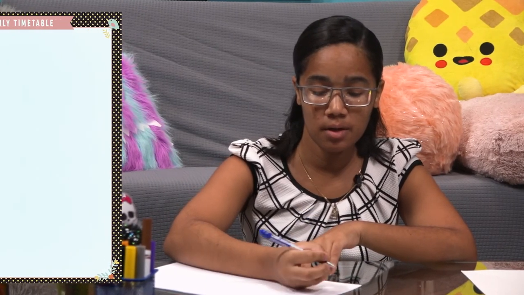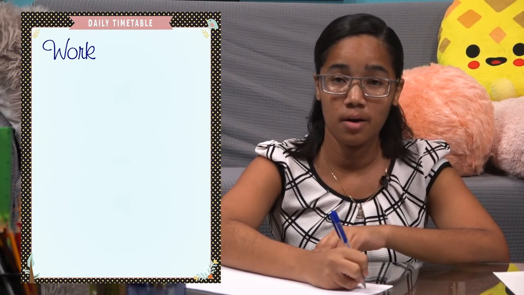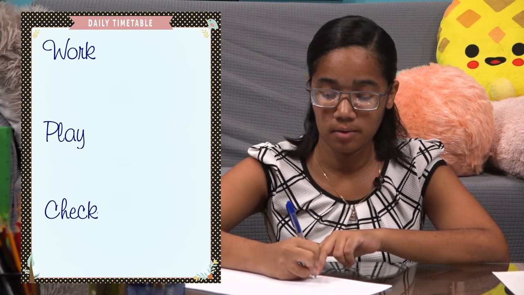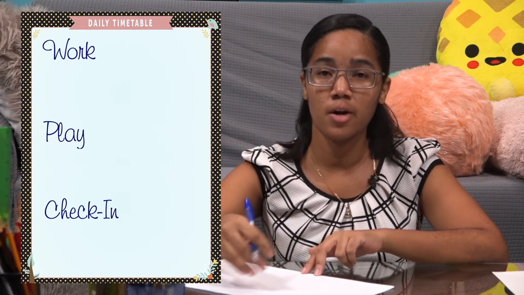All right, so to develop a routine, we need paper and pencil or pen, something to write with, and we need items such as colored pencils, crayons, or markers so that you can decorate this routine. So let's move down to the floor where we can write and decorate this routine. As mentioned earlier, when completing a routine, we will have to include work, we will include play, and we will include a check-in. So let's start with a check-in.